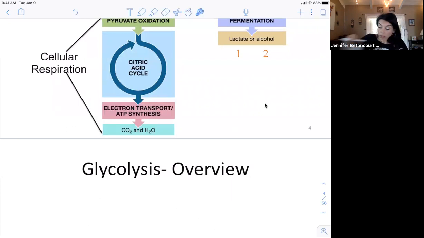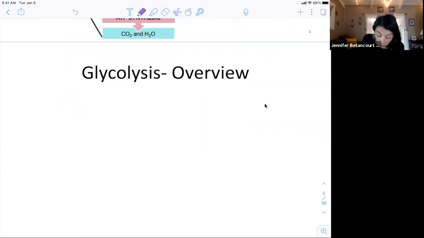Okay, so an overview of glycolysis. This is really just to wrap your head around things a bit. So first things first, there's 10 reactions in glycolysis. Reactions 1 through 5 are net energy using reactions, so we call them endergonic. But what we also like to say is this is our energy investing.